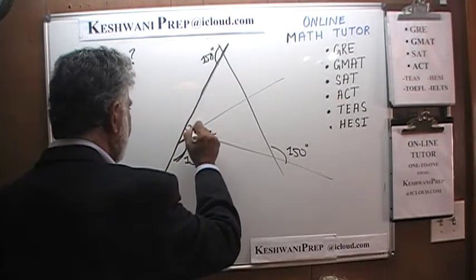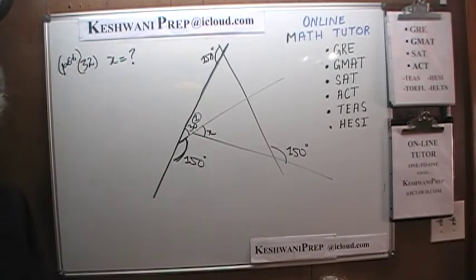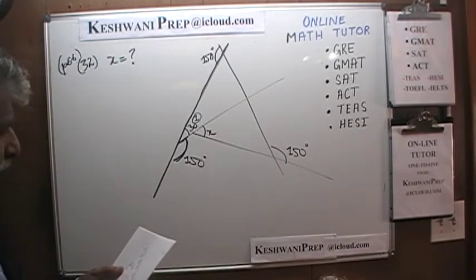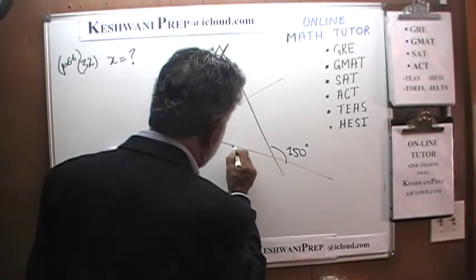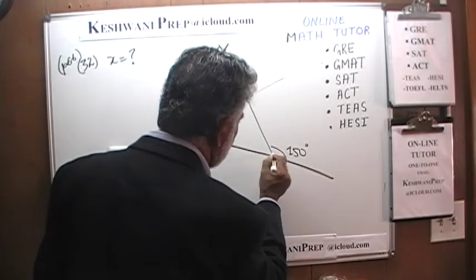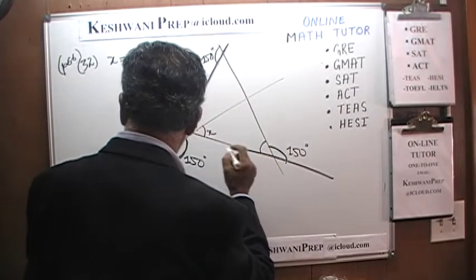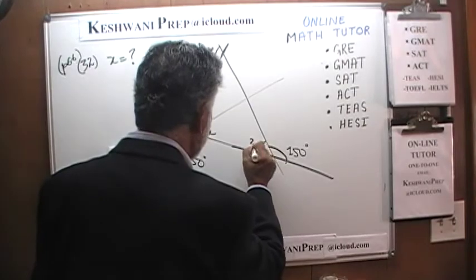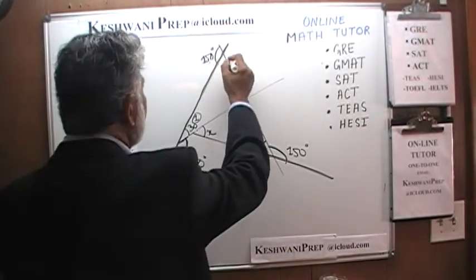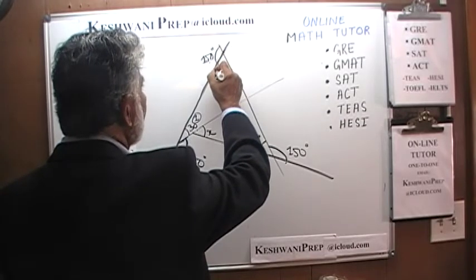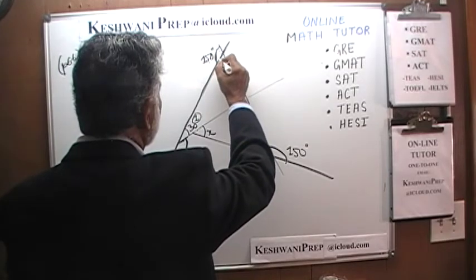So this is 30 degrees, and we're calling this step number one. So far so good? Okay. And we also know that this guy is 150, and this is a straight line. Which means if this is 150, then this guy must be 30 degrees. Similarly, if this guy is 150, since this is a straight line, the remaining must be 30 degrees.